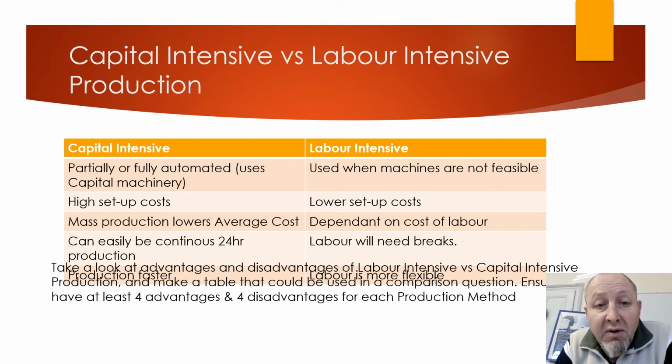So I want you to take a look at the advantages and disadvantages of labor intensive versus capital intensive production and make a table that could be used in a comparison question. Ensure you have at least 4 advantages and 4 disadvantages for each production method. For example, an advantage of capital intensive is that the production is usually faster. An advantage of labor intensive production is that labor is more flexible. That is the possibility.